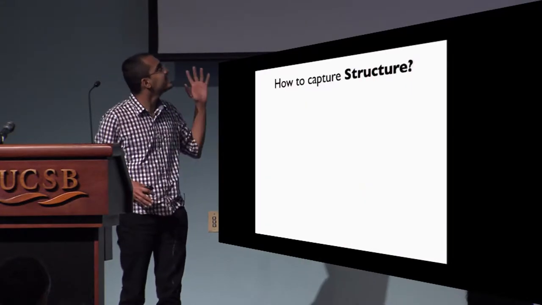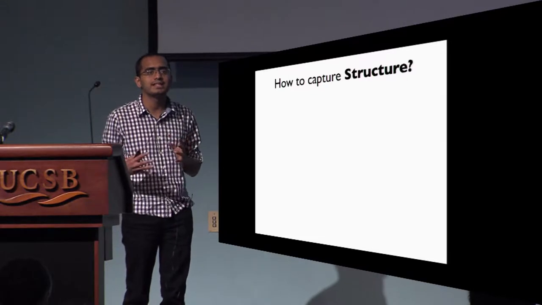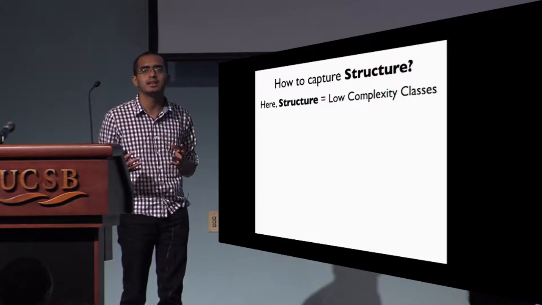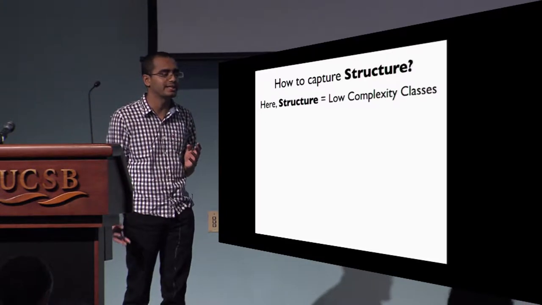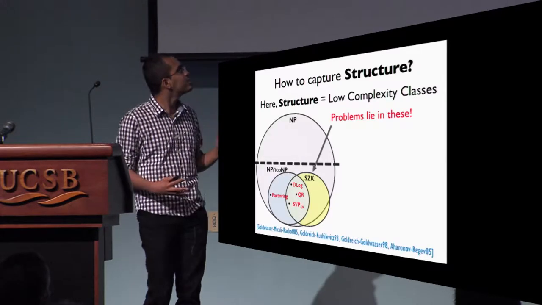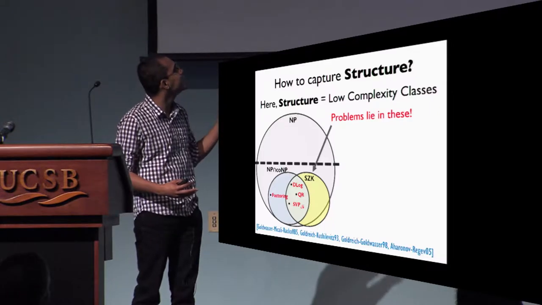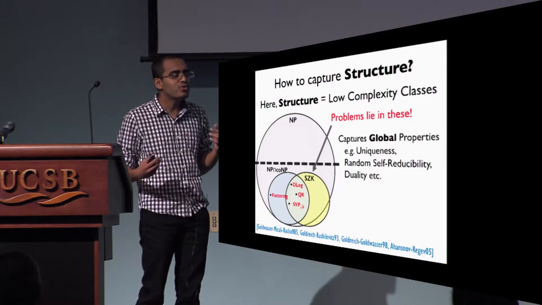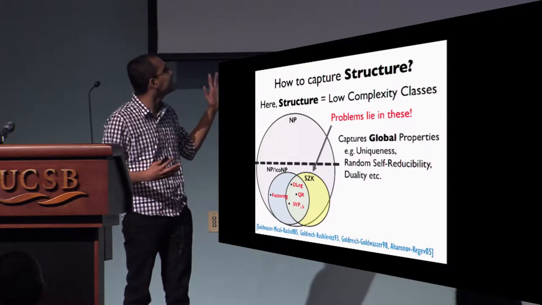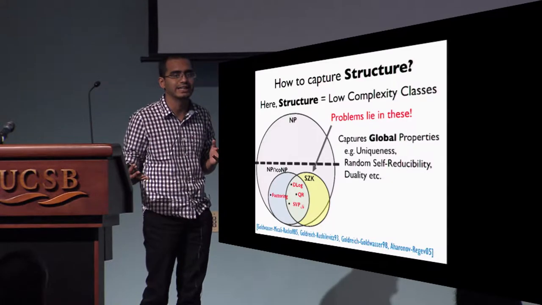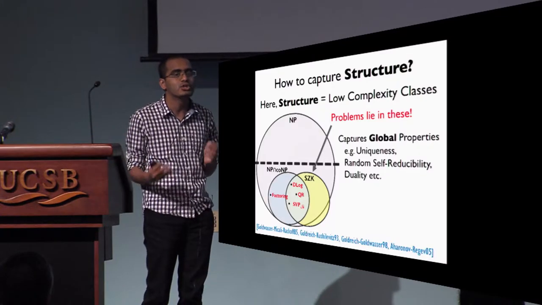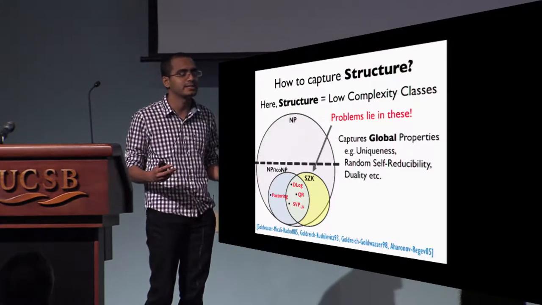Right. So the first natural question here is, how do we go about capturing this algebraic structure? In this talk, we make the choice that structure is equated with hardness in low complexity classes. Okay, so why is this a good idea? First of all, we know that most of our assumptions actually lie in these two classes. Moreover, they lie in these classes because they have some deep global properties. For example, factoring lies in NP intersect CoNP because factoring is unique. And quadratic residuosity lies in SZK because of its random self-reducibility. So we do actually want to capture these kinds of properties.